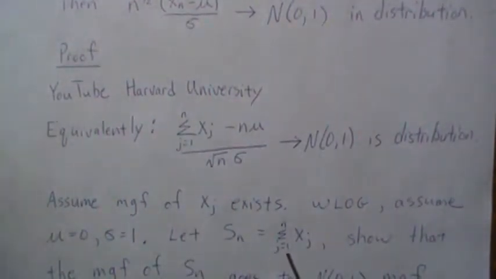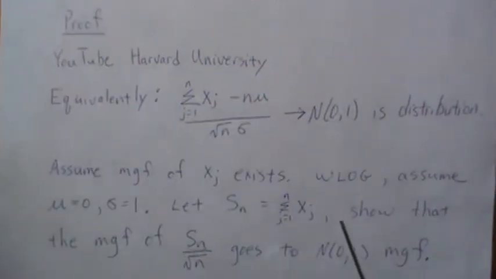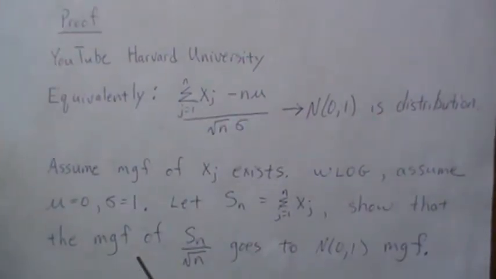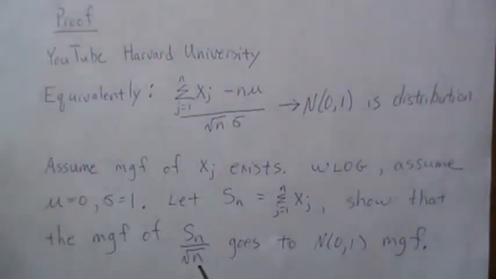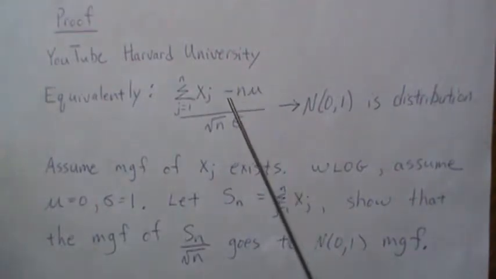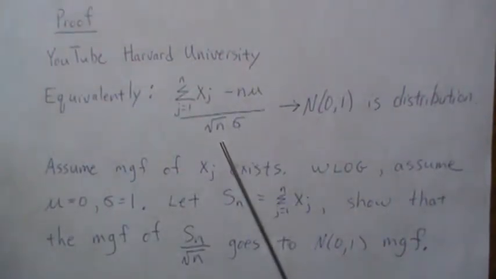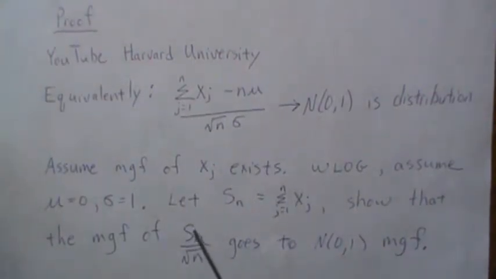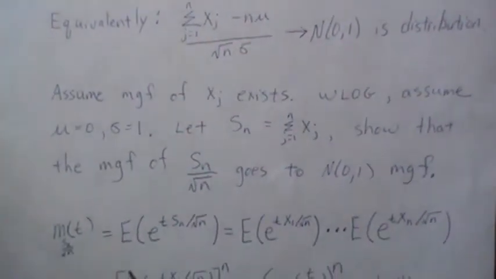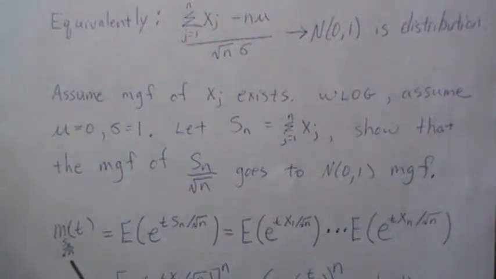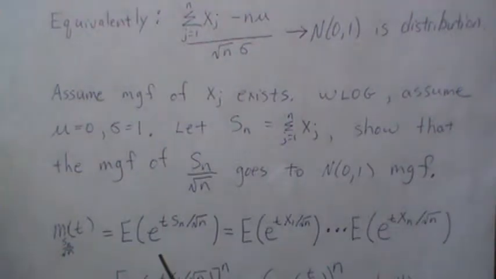So let Sn be this partial sum, and we want to show that the moment generating function of Sn divided by square root of n goes to standard normal. So really, if the mu is 0, that drops out, and if this is 1, it drops out. So really, that's where we get this. If we look at the moment generating function of Sn over square root of n, it's this by definition.